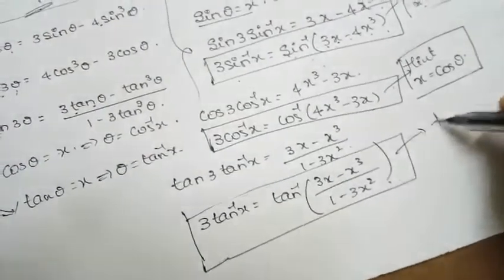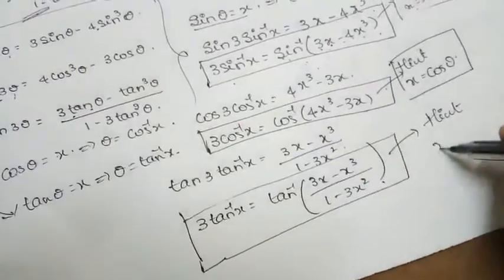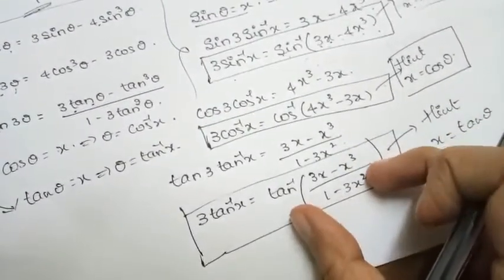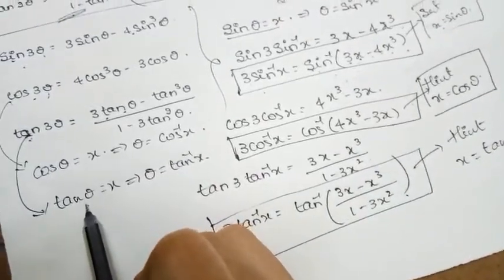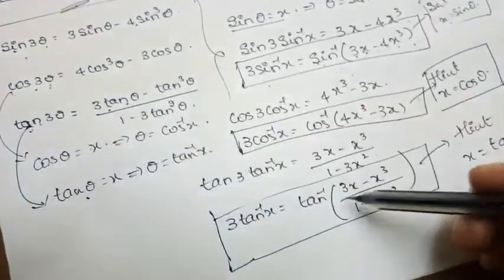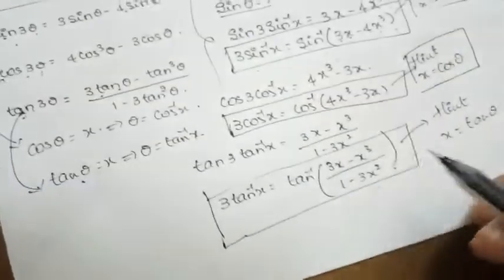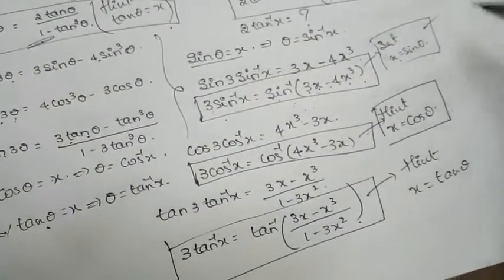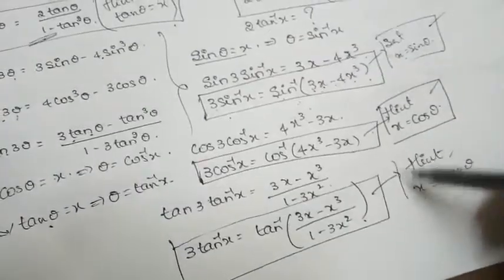Suppose if you need to prove it, the hint is taking x is equal to tan theta. Within the bracket we are going to get the formula of tan 3 theta, and at that time you can substitute and you can get the LHS. So this is how we are going to prove. The proving part I have given with the hint, you can do it by yourself.